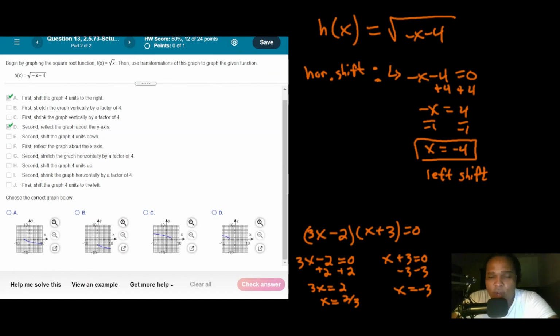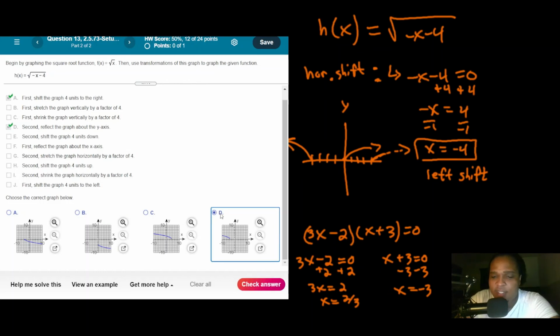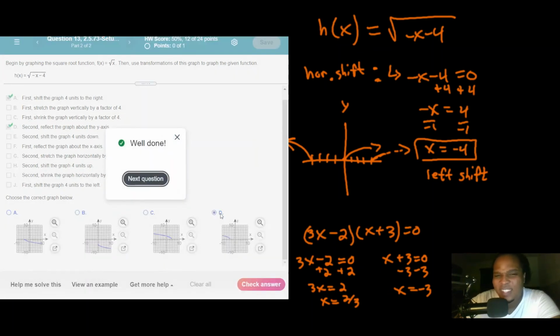Well, if you start from the square root, and then we shift 4 units to the right, 1, 2, 3, 4, and then we reflect across the y-axis. Here's the y-axis. You're going to reflect across the y-axis, so you're going to be over here instead. So we should have something going just like that. This is D. I don't like the semantic parts of math, but we got it right.